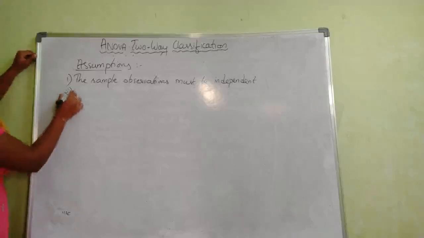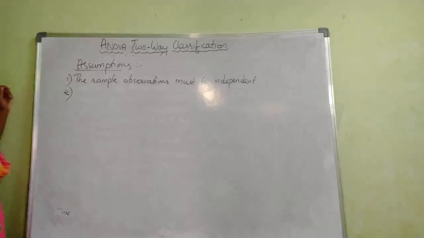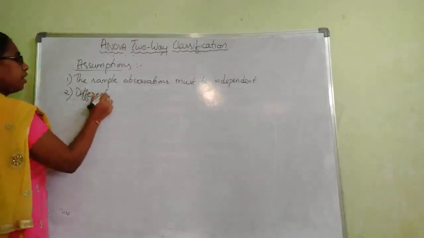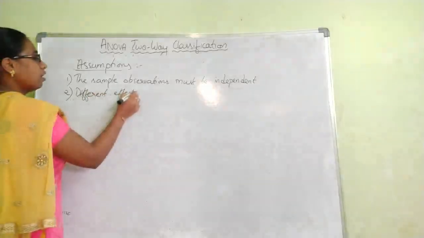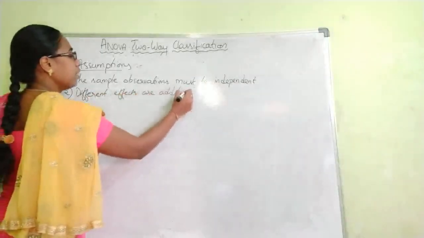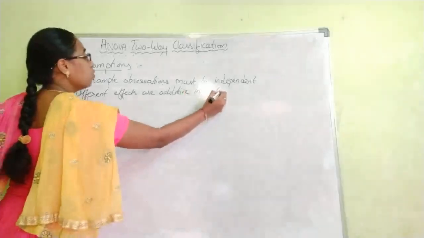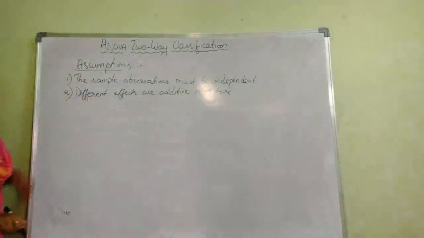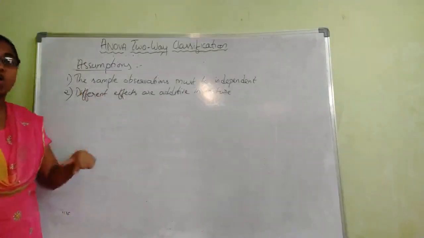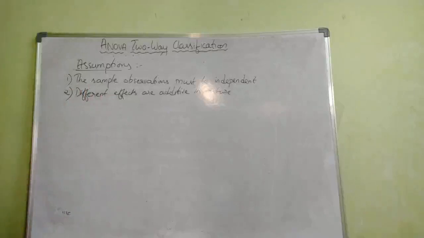Next, the second one: different effects are additive in nature. So what are the different effects we have in this two-way classification? We have two effects, right? That is the treatment effect and the block effect. Those two effects must be additive in nature.